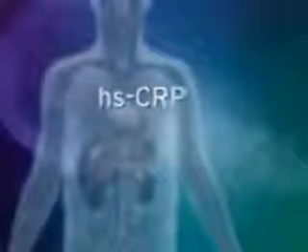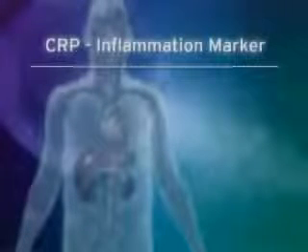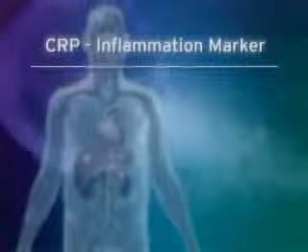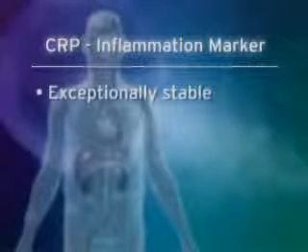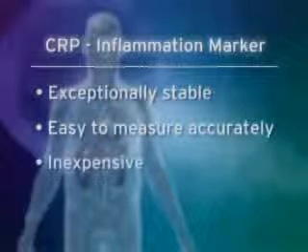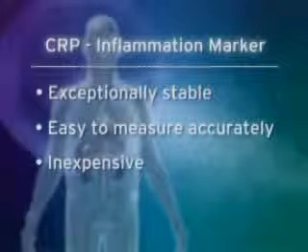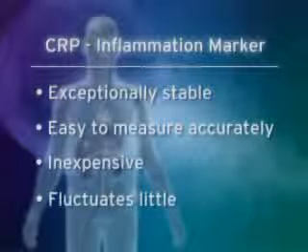Research has revealed that in apparently healthy people, slight elevations of CRP within the normal range, measured with a high-sensitivity assay, hsCRP, seem to indicate subtle or smoldering forms of inflammation somewhere in the body. Thus, hsCRP sensitively indicates inflammation. CRP has particular utility as a marker of inflammation because of its exceptional stability and ease of accurate measurement with an inexpensive assay. Also, CRP levels fluctuate little during the day or from day to day in a person unless they have an acute illness.